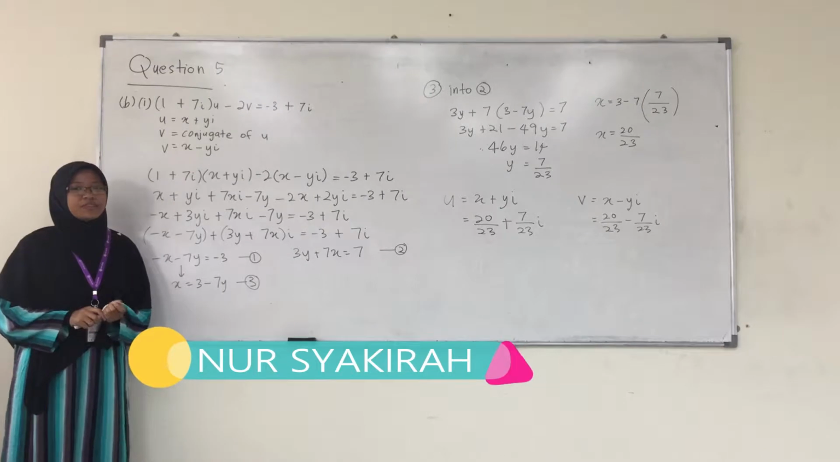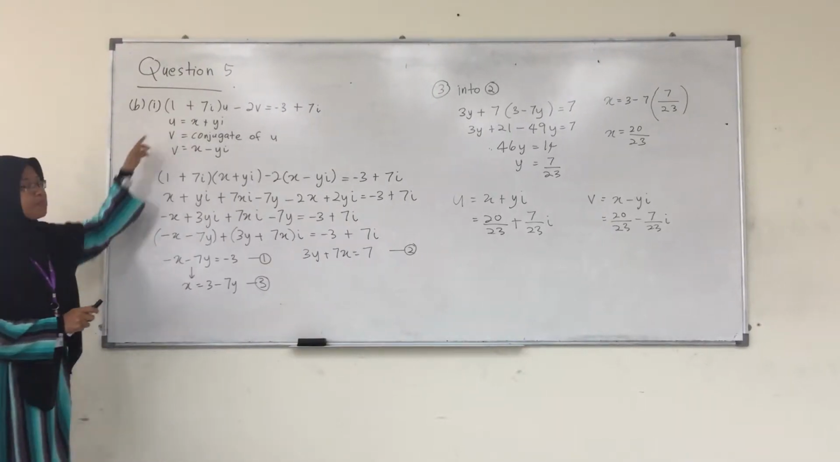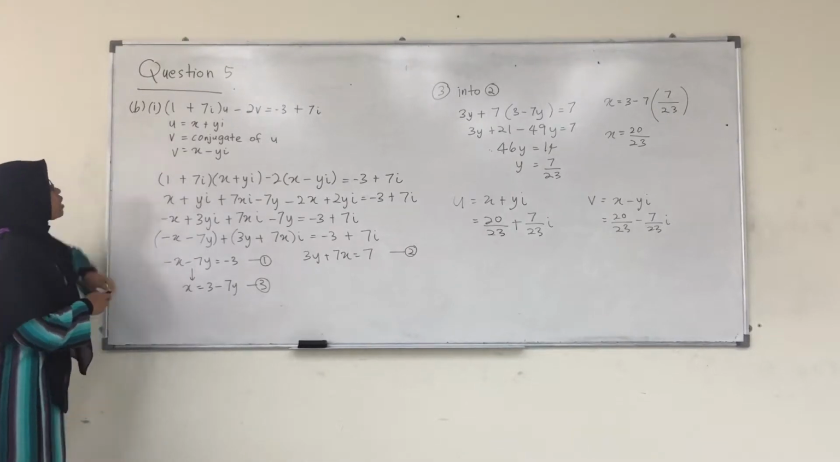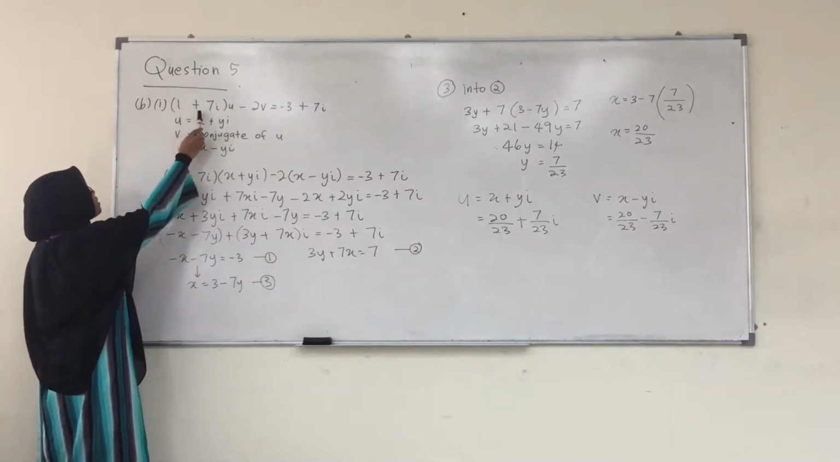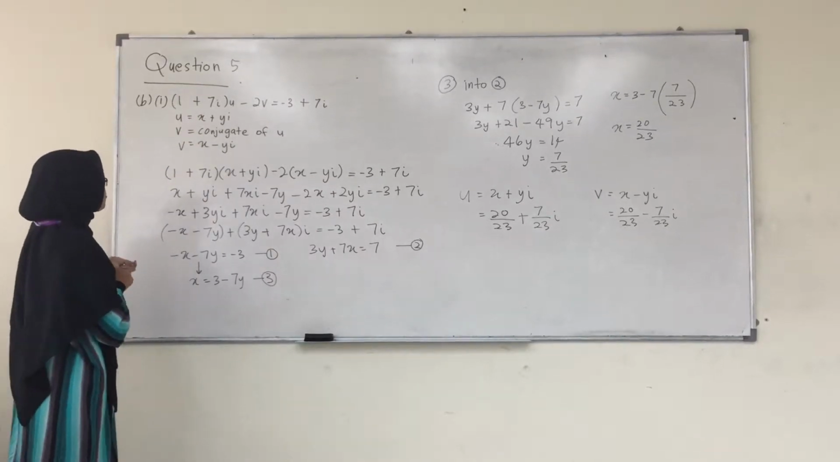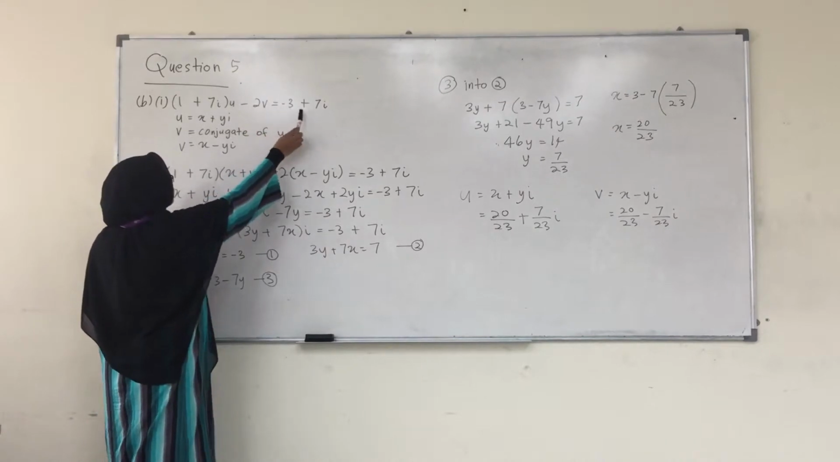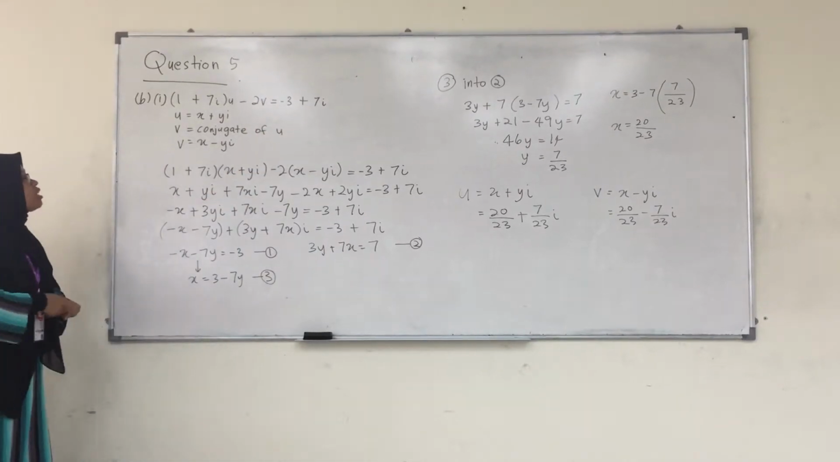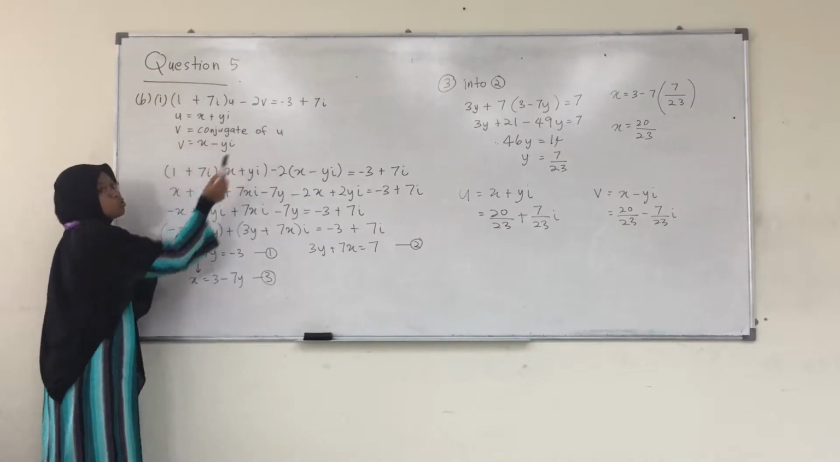Assalamualaikum warahmatullahi wabarakatuh. Now we move to the next question, which is question 5B1. Okay, here is the question. As you can see, the equation given is (1 plus 7i) multiplied by u minus 2v equal to negative 3 plus 7i. It is also given that u equal to x plus yi and v is the conjugate of u.